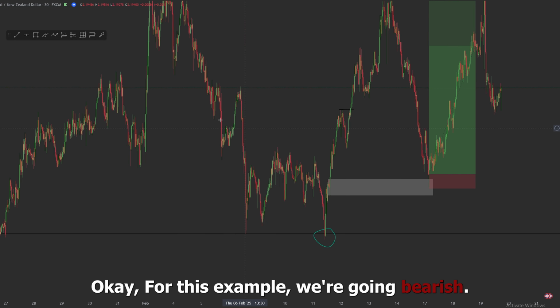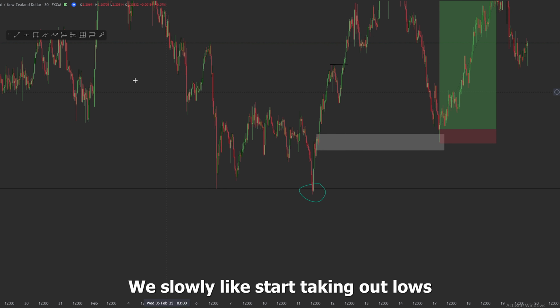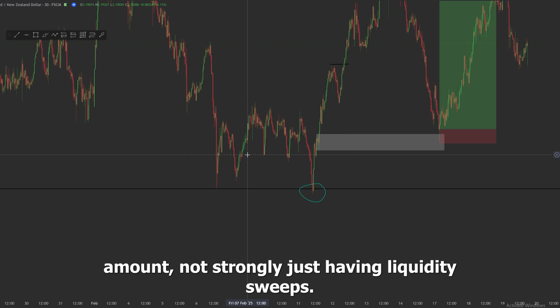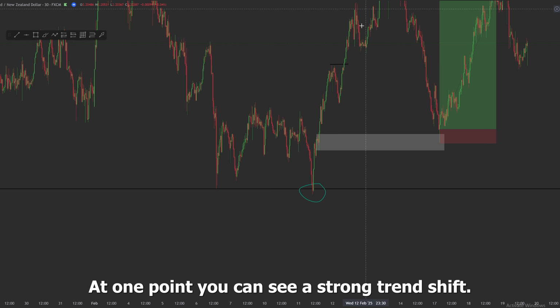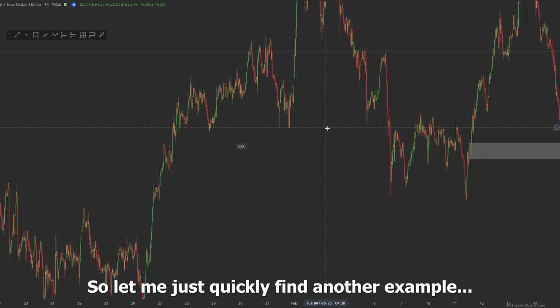Okay, for this example, we're going bearish. We slowly start taking out lows just by a small amount, not strongly, just having liquidity sweeps. At one point you can see a strong trend shift, and as you can see, this is exactly what happens here. So let me just quickly find another example.